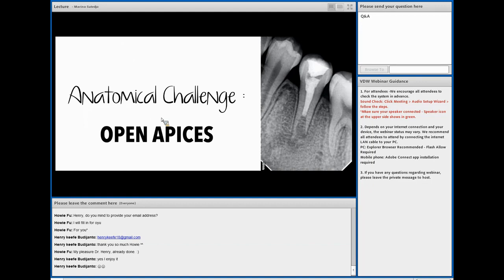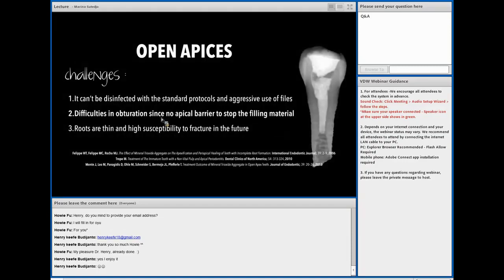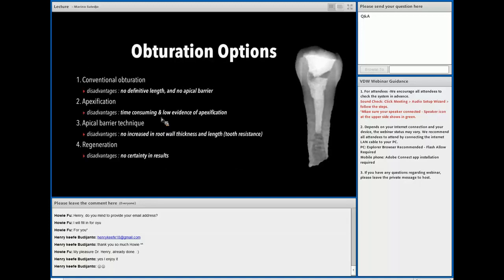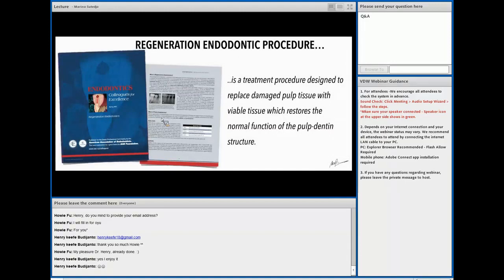And now I'm going to give a brief talk about the open apex, since this is a different case scenario compared with the regular root canal, because this is definitely not a case that you can obturate with a regular obturation technique. One thing first, the challenge is not just obturation, but we cannot clean and disinfect with the same protocol as a normal canal, because it has no apical stop whatsoever. So you cannot do any conventional obturation. Either you can do apexification, you can do an apical barrier technique using MTA, or you can do a regeneration protocol. Regeneration is a technique that recently has been widely researched and clinically proven, and it is also promising.